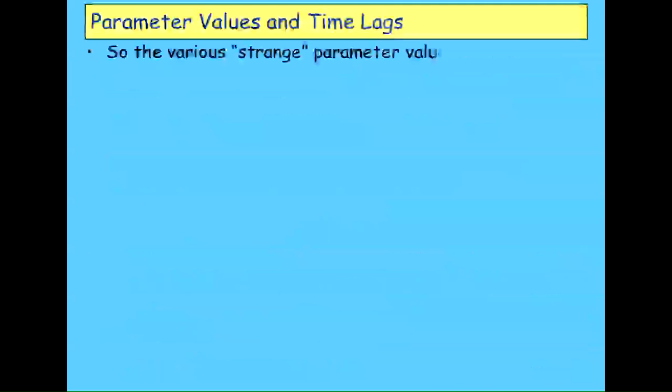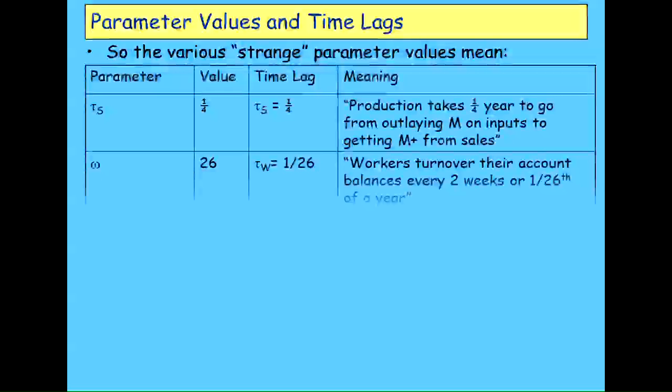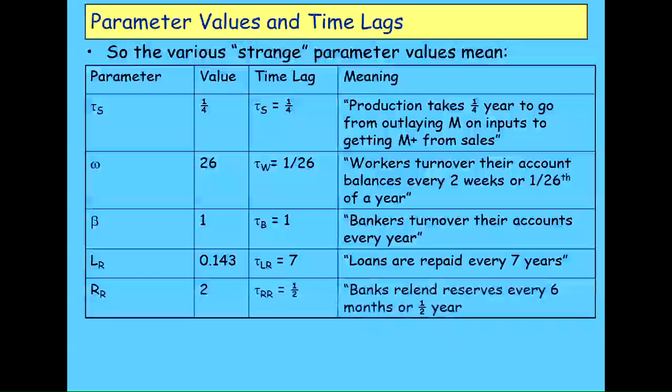So these strange parameters have the following meanings. Tau S, which I've set at 1/4, says production takes a quarter of a year to go from paying for the initial inputs to selling the final outputs. Tau W at 1/26 says workers turn over their accounts every 2 weeks. Tau B of 1 says bankers, who are wealthier, spend their accounts on an annual basis. Tau LR for loan repayment of 7 means loans take 7 years to be repaid. And Tau RR for relending reserves, or relending out of the vault, so they spend what's in the account or relend it every half a year.